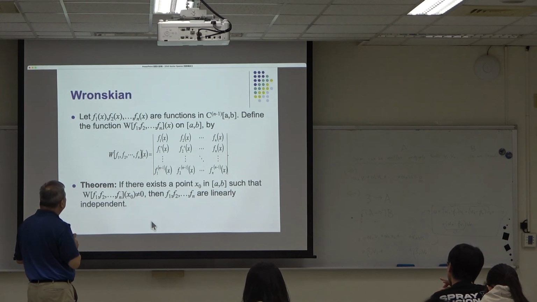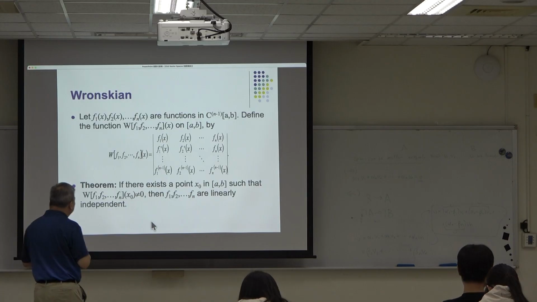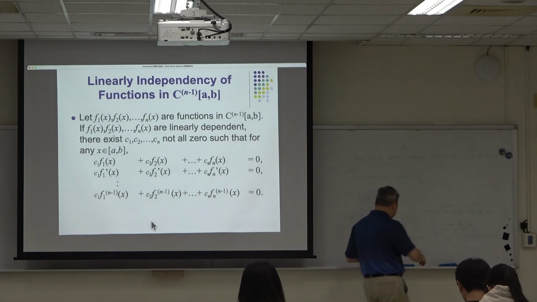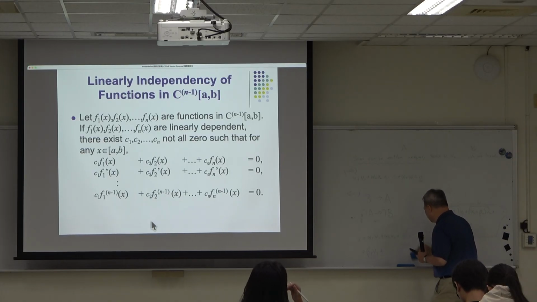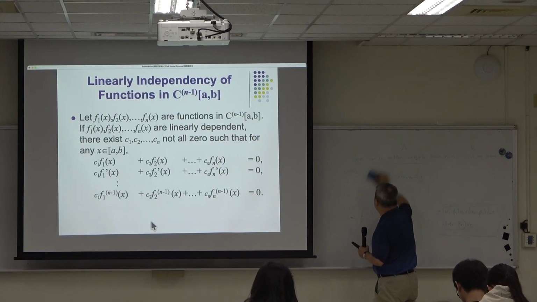Okay. And f1, f2, up to fn are functions in C^(n-1)(a, b). Okay. So let me just write it.